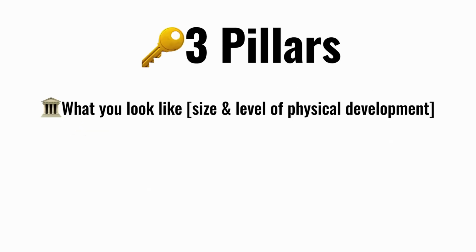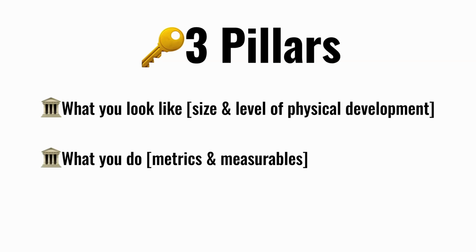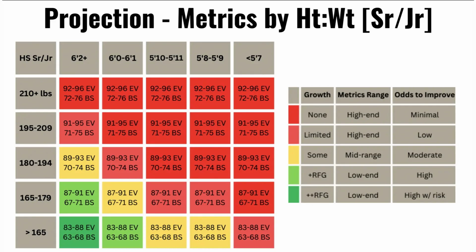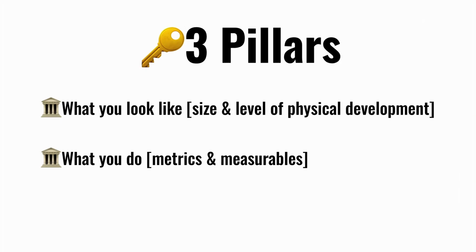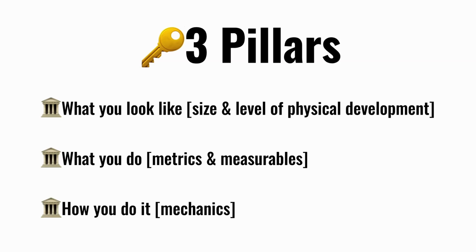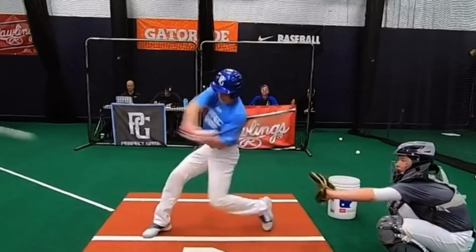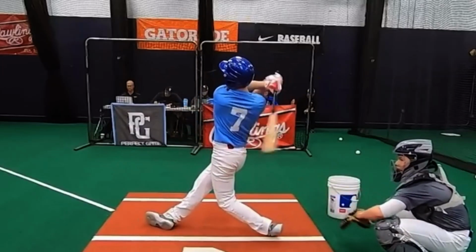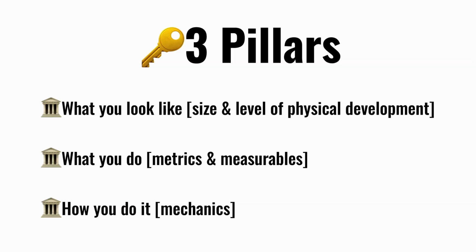In the early stages of recruiting, coaches are going to judge your hitting potential on these 3 factors: what you look like, your size and level of physical development, passing the eye test and looking the part; what you do, your metrics and measurables, your bat speed and exit velocity for hitting, as well as some speed and defensive measurables; and lastly, how you do it, your mechanics. If and how you generate bat speed, whether or not your barrel takes an efficient path to the baseball. Generally, you'll need 2 of these 3 pillars to be a prospect.